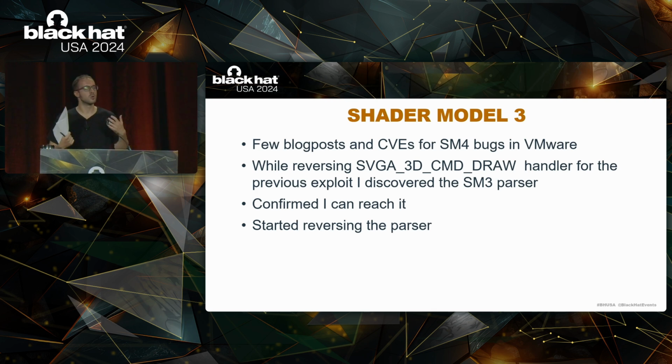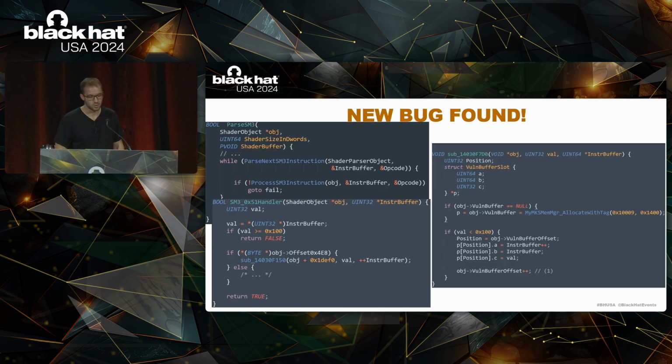And I will confirm that I was able to reach this parser from the guest operating system, and I thought that it would be a good idea to try to look for a bug over there, because basically everybody else on the planet is looking at the SM4 parser that is discussed on the internet. So I thought the bugs that I will find in the SM3 parser will hopefully stay alive longer. So without further ado, I started reversing the SM3 parser located in VMware.